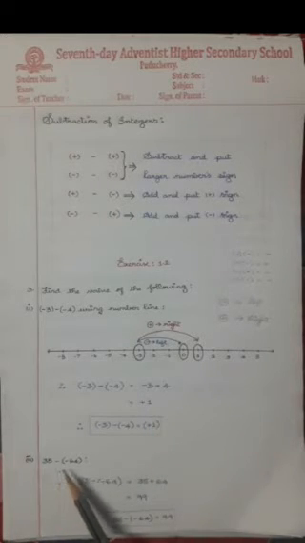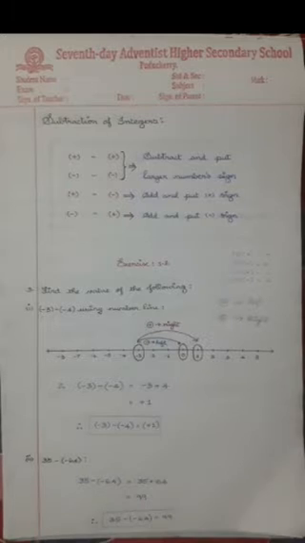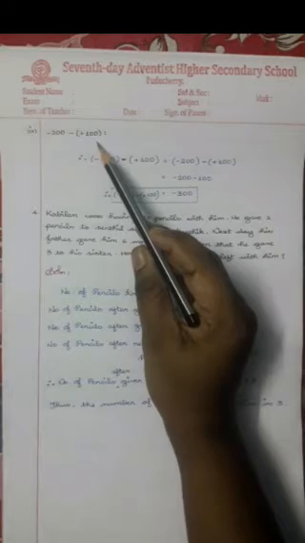Clear? The next question is 35 minus minus 64. As I said, 35 as it is. I have said that for multiplication of two same signs, it is again plus. So 35 plus 64 is equal to 99. Therefore 35 minus minus 64 is equal to 99. Good.